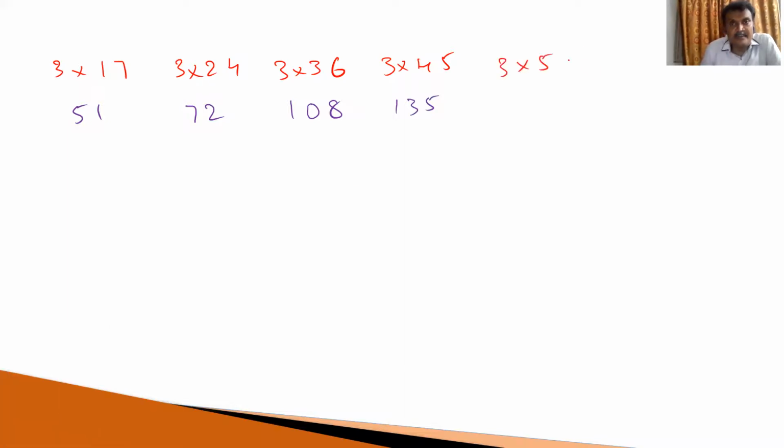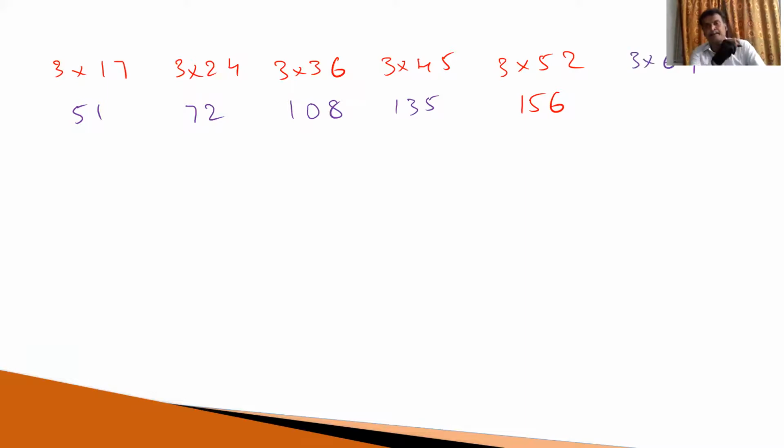352 times. Okay. 3 times 5 is 15. 350 times equal to how much? 150. 3 times 2 is 6. So 352 times equal to how much? 156. Yes, 156 is the answer. Okay, good. Next.